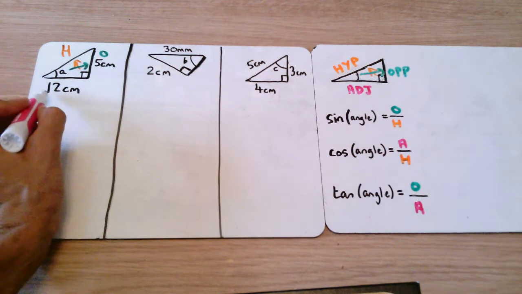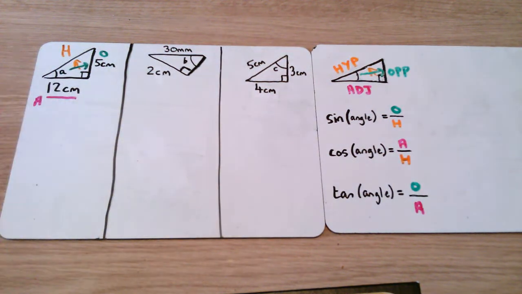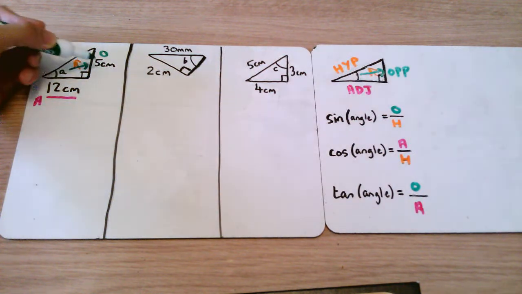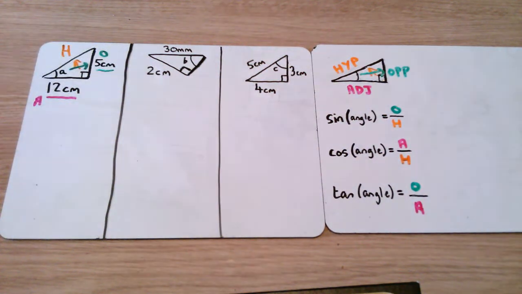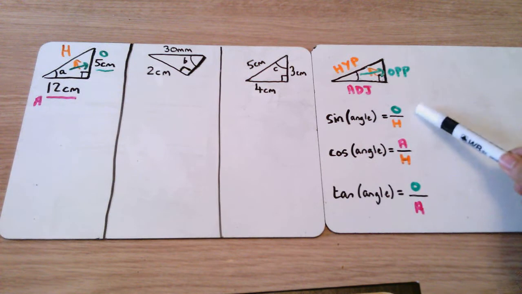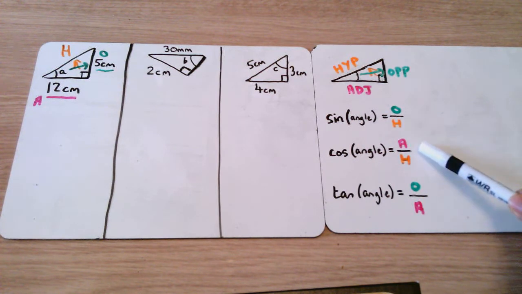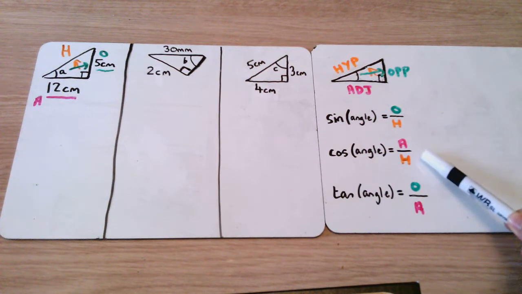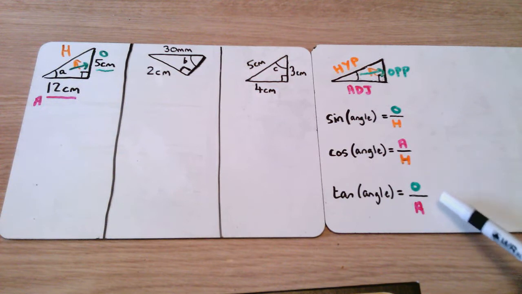Now for this question, we need to see which lengths we are using, which ones we have. We have the adjacent, the 12 centimeters over here, and we have the opposite, which is the 5 centimeters. Therefore, we need to see which formula has opposite and adjacent in it. So let's come to our formulae on the right hand side. Sine has opposite and hypotenuse, we don't need that one. Cos has adjacent and hypotenuse, we don't need that one. Tan has the opposite and the adjacent, so that is the one that we will be working with.